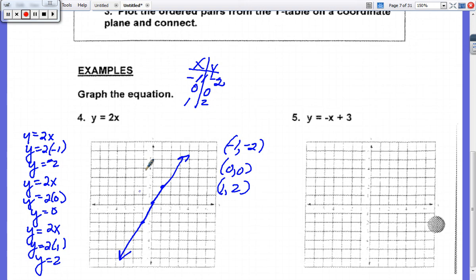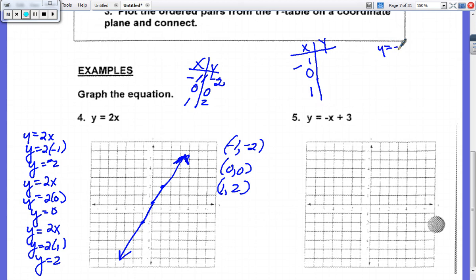Okay, so always make the graph a little bigger than the dots, because otherwise it would end here and here, and put arrows on both ends. All right, let's try this next one. Let's make a little t-chart, and let's put negative 1, 0, 1.